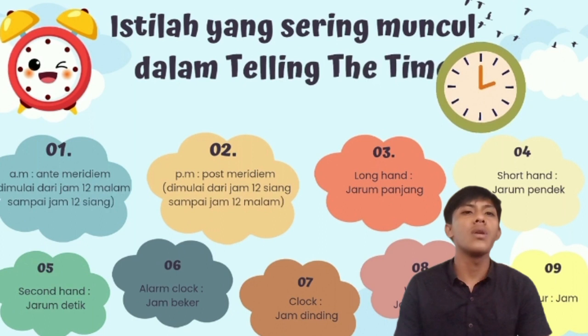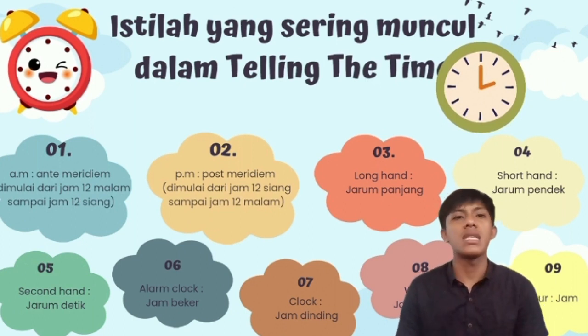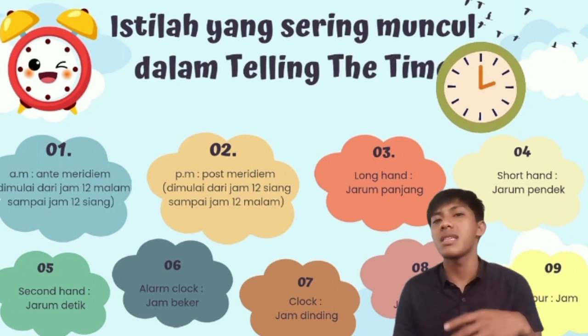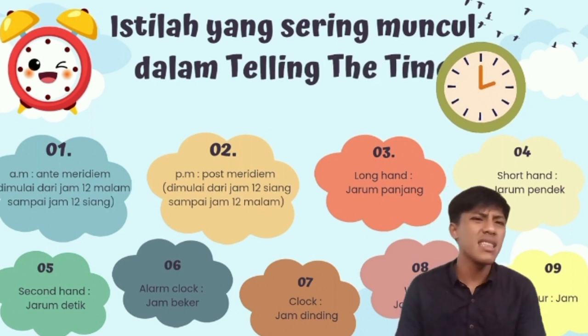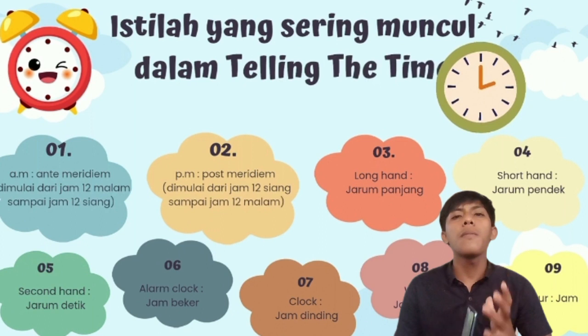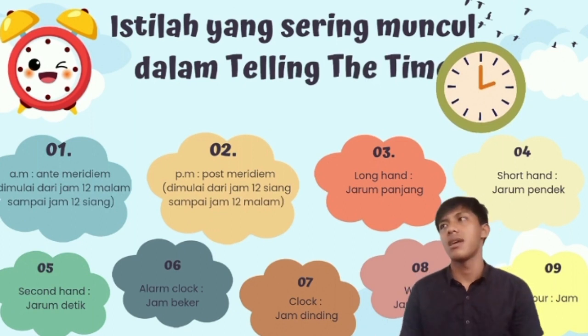The key words we need to know are hour, which means hours, minutes, which means minutes, and second, which means second. By understanding these words, we can form proper sentences when saying the time in English.